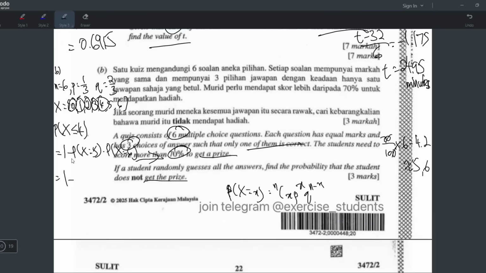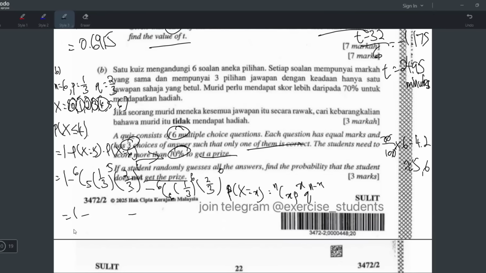So let's do it the first time for P(X = 5): 6C5, and then bracket. The first bracket, you write p, 1 over 3. This one write q, 2 over 3. And then the power here mesti sama dengan nombor bawah, 5. And then power sini dia akan jadi 1. Atas tolak atas lah. 6 minus 5 is 1. Okay, plus with P(X = 6), same thing, 6C6, bracket. First bracket is p, 1 over 3, this one is q, 2 over 3, and then power sini sama dengan bawah, 6, and then 6 minus 6 dapat kosong.